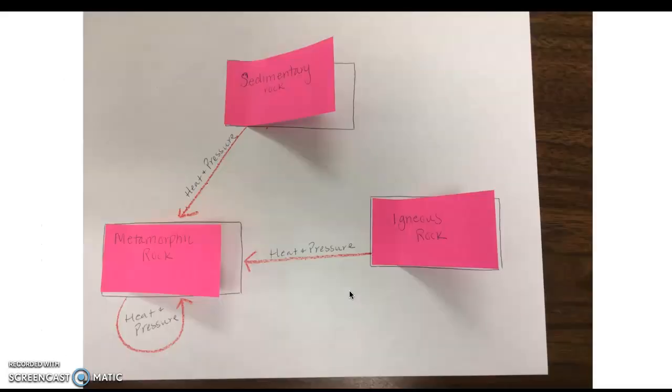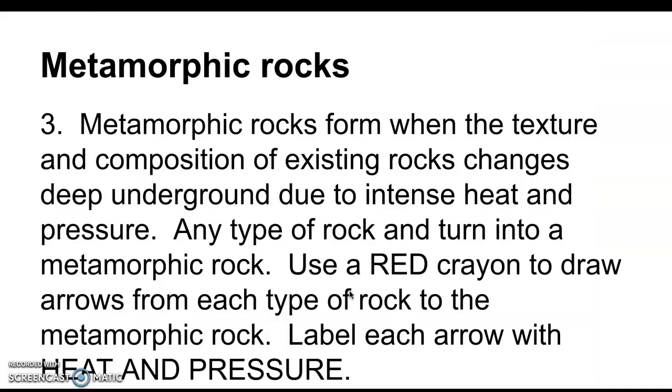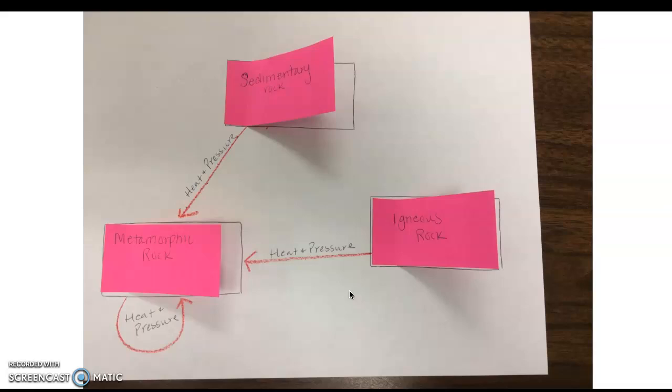So here's metamorphic rock. So underneath there, you're going to write a little description of what it is. Maybe you'll just write when the texture and composition changes deep underground. Okay, and then you're going to draw the arrows from the other 3 and label heat and pressure. So sedimentary rock can change into metamorphic rock. Igneous rock can change into metamorphic rock. And metamorphic rock, if it undergoes more heat and pressure, can turn into a different type of metamorphic rock. So pause the video and add that information.